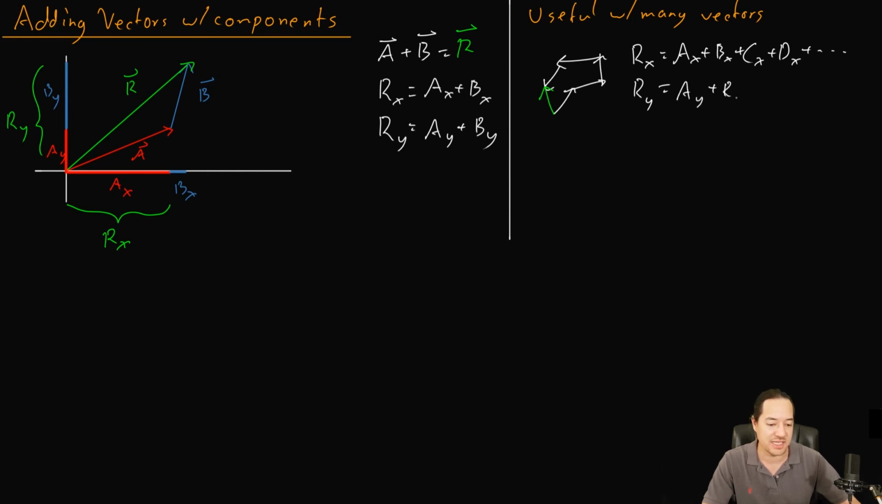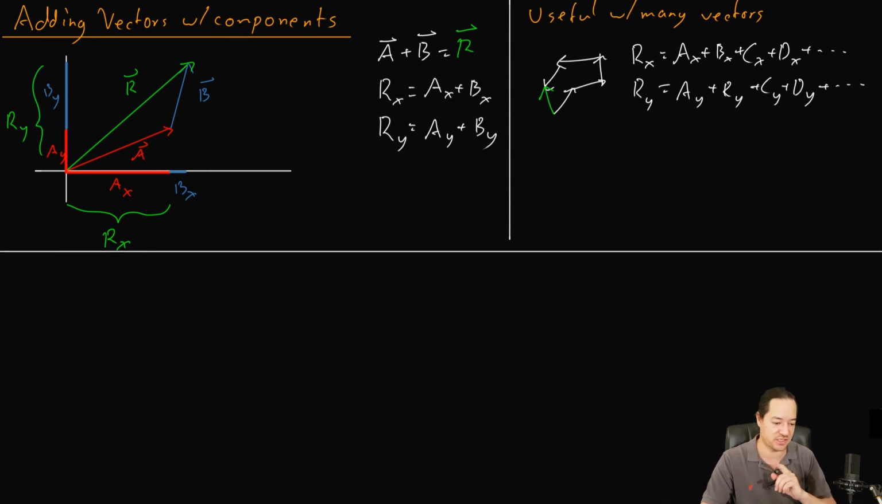And so this is an easier way to add many, many vectors together, because all of the y components are in a line, all of the x components are in a line, so you can just add them all up together, right? If you didn't have components, it would be really tedious to try and calculate how all of these long chain of vectors add up together. Components serve as sort of a shortcut for that.